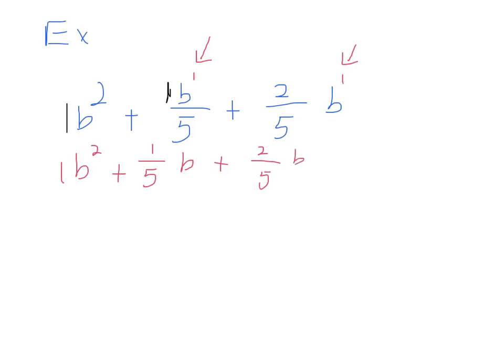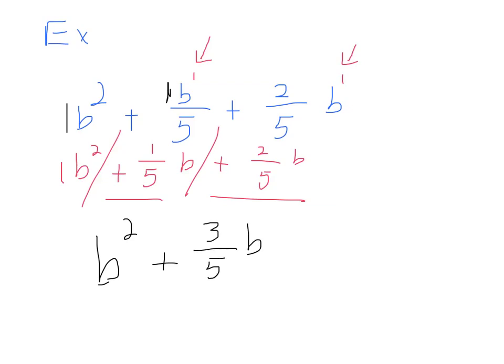Okay, now, separate the terms. These are like terms. Those are the same, b to the first power, b to the first power. Okay, so our b squared is clearly going to go first. So I'm just going to rewrite it as b squared. You could put the 1 in front if you want. You don't have to, though. So b squared. Now, 1/5 plus 2/5. Common denominator already, so we can just add the numerators. So we would get plus 3/5 b.